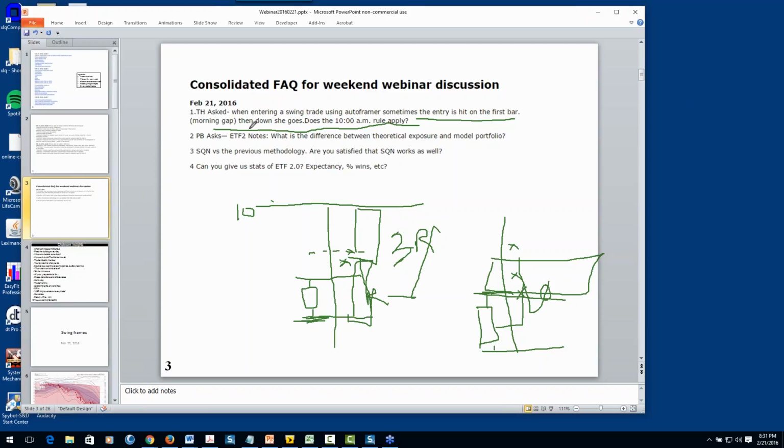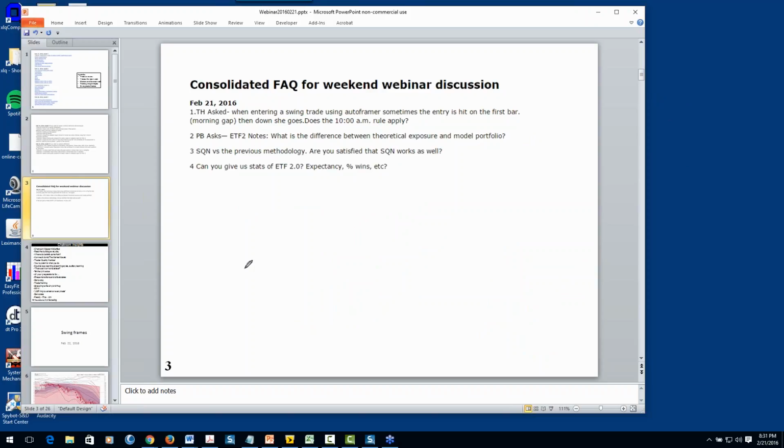Okay, good. Patrick asked on ETF2, what's the difference between the theoretical exposure and the model portfolio? So, briefly, what you'll notice on the report page is that there's an asset allocation number on the left-hand side where it will talk about percent invested and then the percent in cash. And where it stands right now is 0 and 100. Okay, and the reason is that all 10 of the regional indexes are on cash positions.